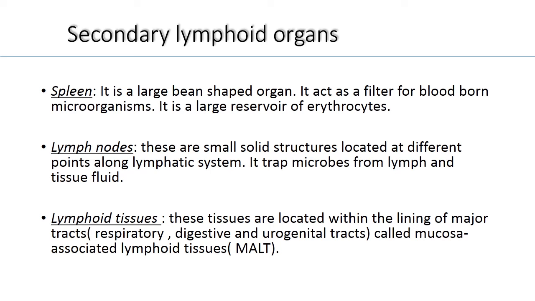Then one more organ is lymphoid tissues. Lymphoid tissues are located within the lining of major tracts like the respiratory, digestive and urogenital tracts. Lymphoid tissues present in these organs are called mucosa associated lymphoid tissues, abbreviated as MALT. In all these tracts, this tissue lining is present. Whenever a pathogen comes in contact with this specialized tissue, it traps them and stimulates the lymphocytic cells. When the lymphocytic cells are stimulated by the pathogen, they show a response in the immune system. This is how the lymphoid tissue works as a secondary lymphoid organ.